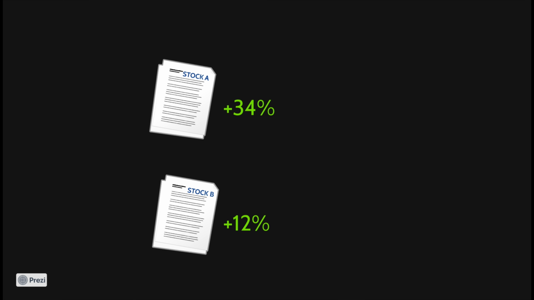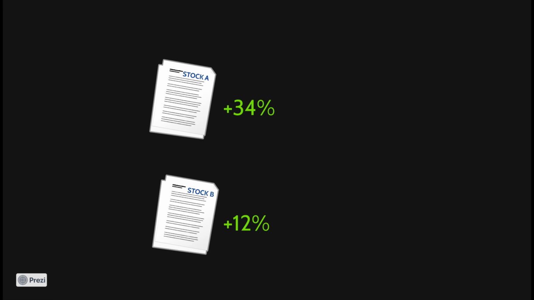Let's assume that stock A achieved a return of 34%, while stock B only yielded a return of 12%. At first glance, it seems that stock A was a much better choice than stock B. However, what is not considered here is the level of risk the investor took to achieve this return.